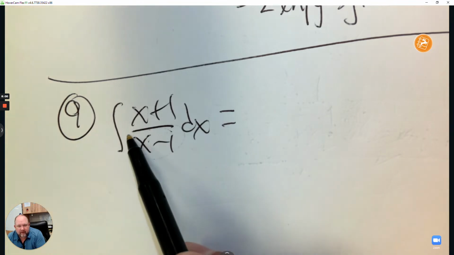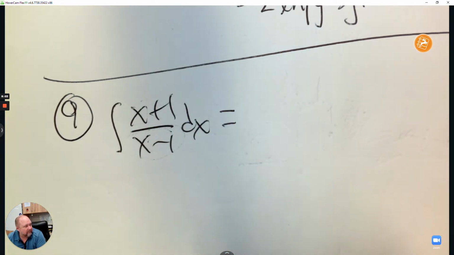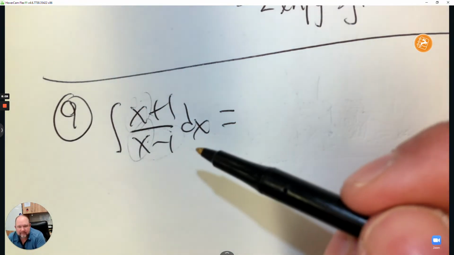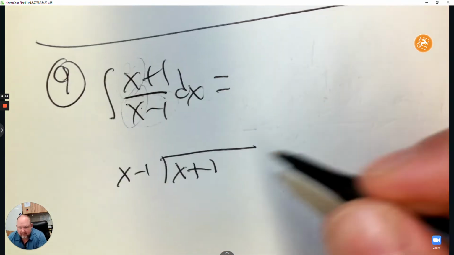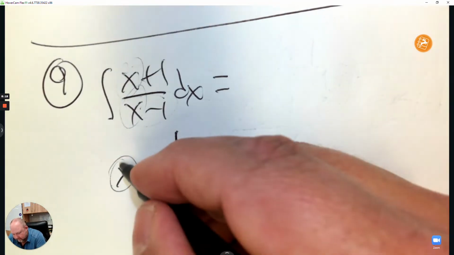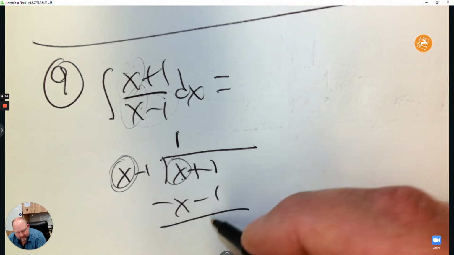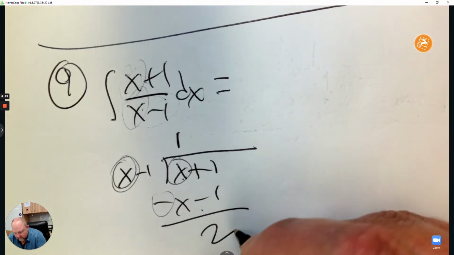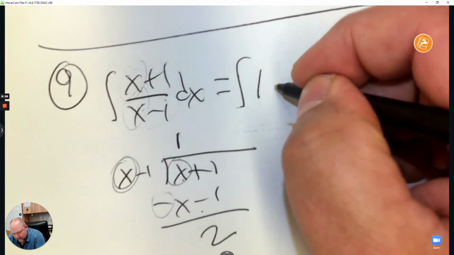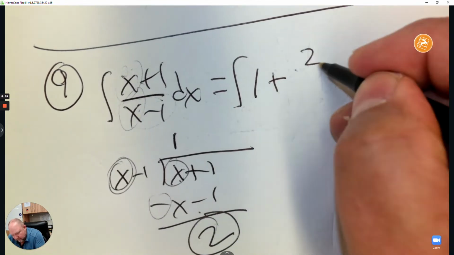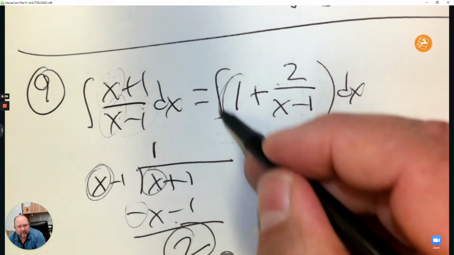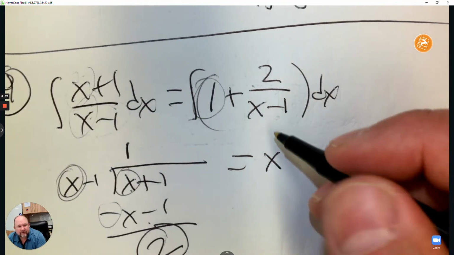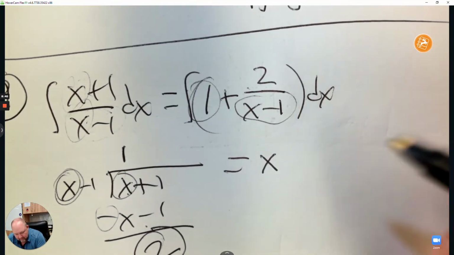The derivative of the denominator does not match the numerator. So instead, when the power terms are the same, we have to divide. So we need to do long division. It's okay. X goes into x once. You just divide the power terms and then find the remainder. Be careful when you subtract a negative. So this is really just 1 plus 2 over x minus 1. It's okay. Then the antiderivative of 1 is x. The antiderivative here of 2 over x minus 1 is a logarithm.